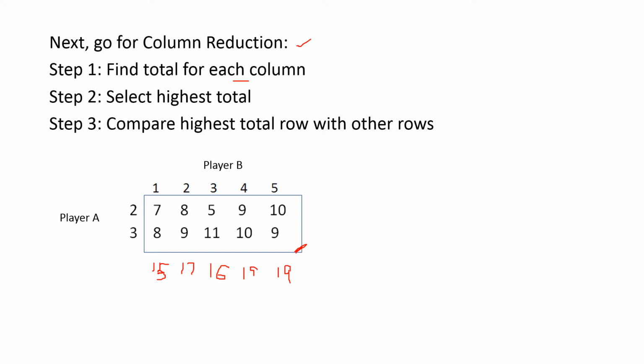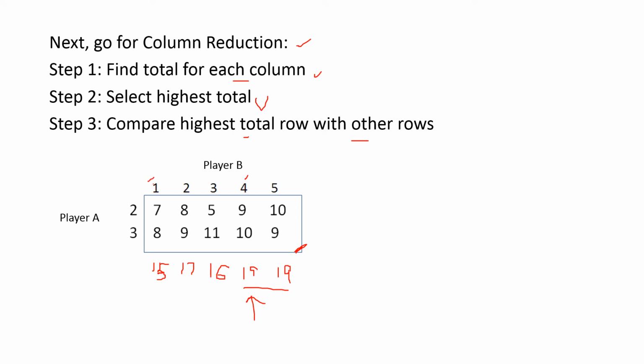So first step over. Now select the highest value. So here two highest values are there. So take any one from that. I am taking the fourth column. Now compare highest total column with the other columns. Now here fourth column is compared with the other one, that is 1, 2, 3 and 5. So let us compare fourth row and first row. Sorry, fourth column and first column.